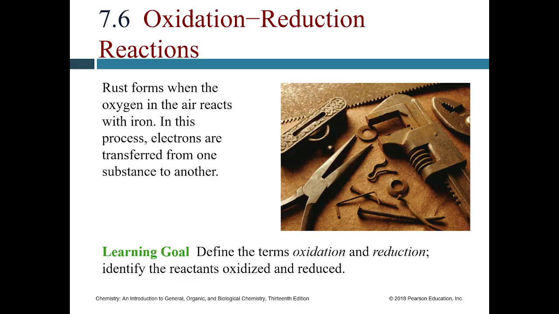Okay, so this is actually another example right here of a reaction where we have rust. A more specific term for this one is what's called an oxidation-reduction reaction. And so rust is going to form when the air reacts with the iron. Electrons are going to be transferred from one substance, the iron, to another substance, which is the oxygen. Okay?